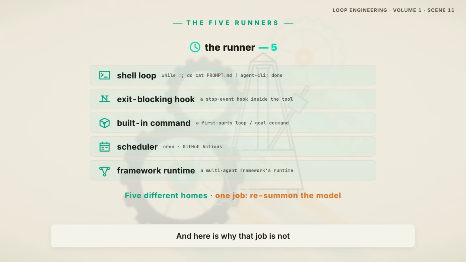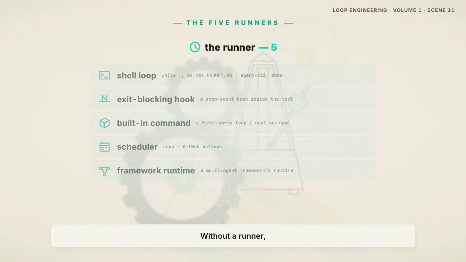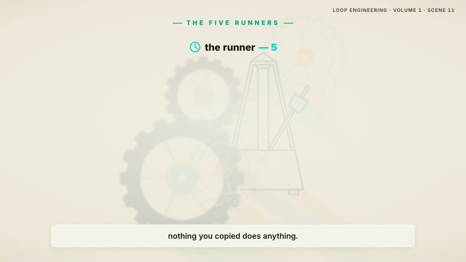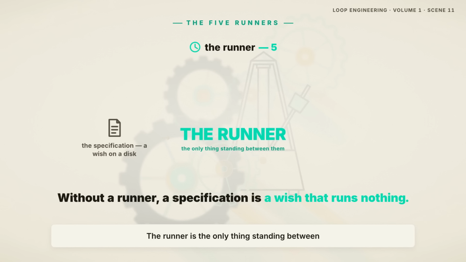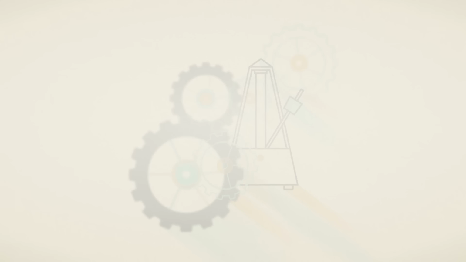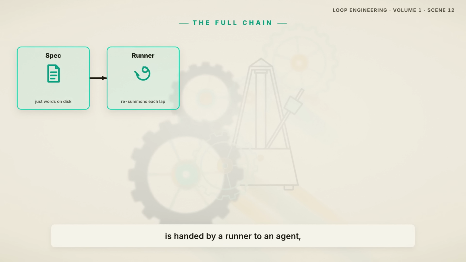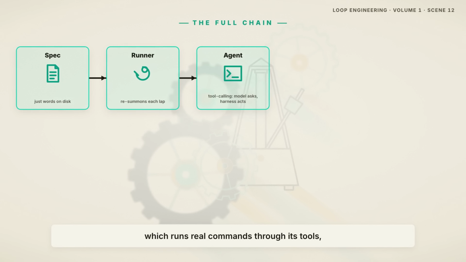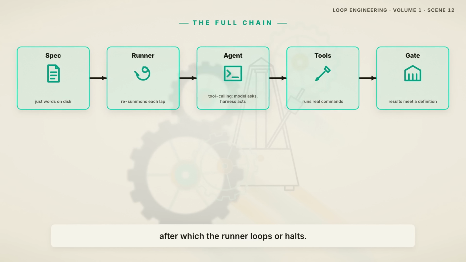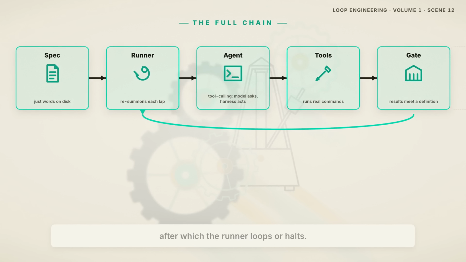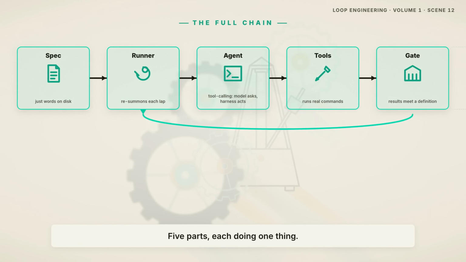And here is why that job is not a detail. Without a runner, nothing you copied does anything. The specification is a wish sitting on a disk. The runner is the only thing standing between that wish and a machine that actually keeps running. Now the chain is complete. A specification, text, is handed by a runner to an agent, which runs real commands through its tools, whose results meet a gate, after which the runner loops or halts. Five parts, each doing one thing.